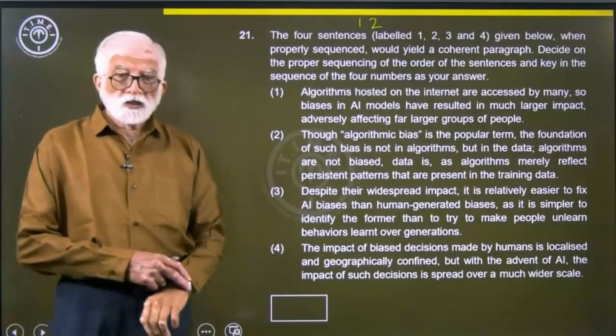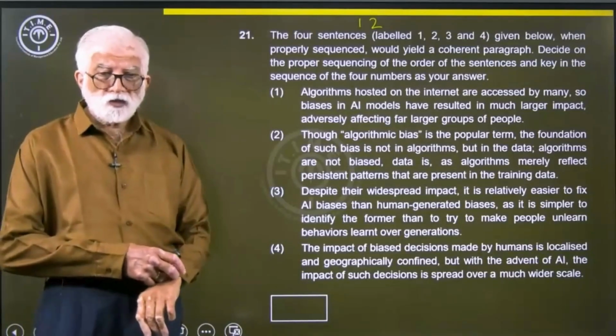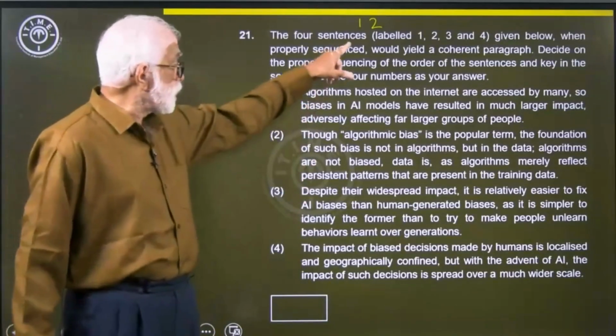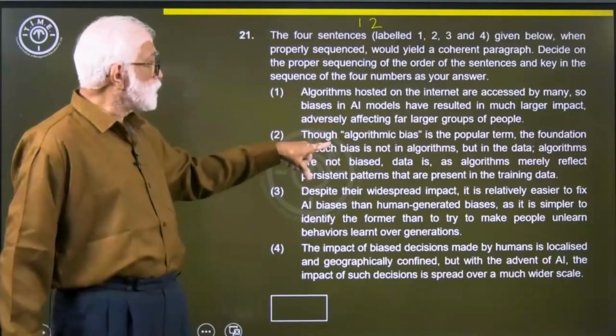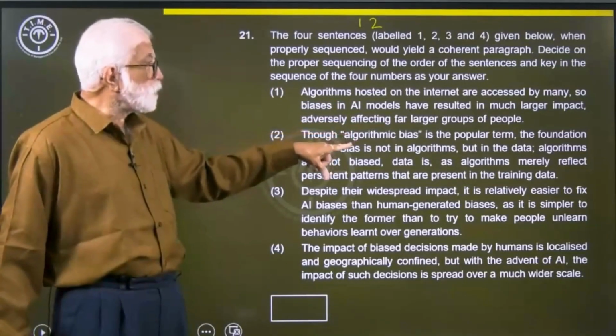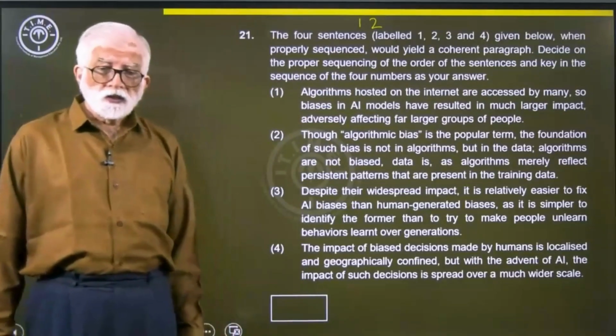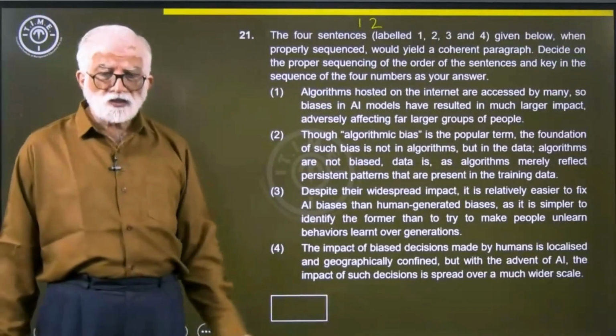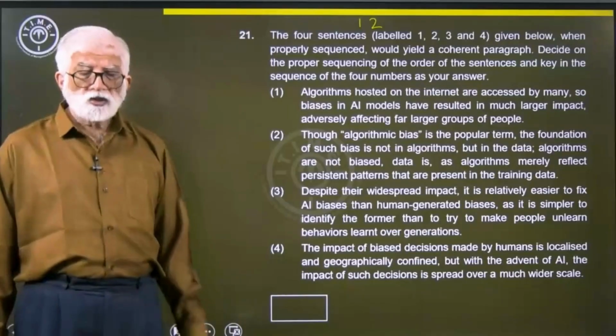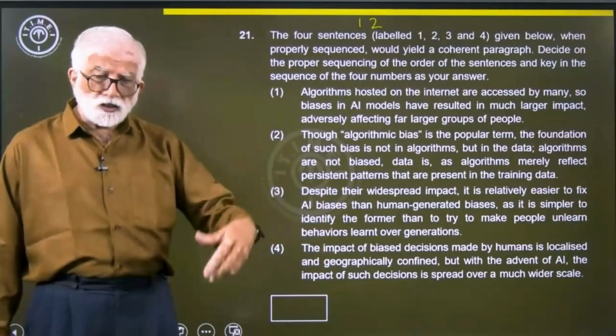Okay. 3. Despite their widespread impact, and 1 tells me that there is going to be widespread impact, and 2 tells me they are not exactly biases in the algorithm, they are biases in the data. But then 3 tells me despite their widespread impact, it's relatively easier to fix these biases than human generated biases. Because if you identify the data that's wrong, you can actually correct it.